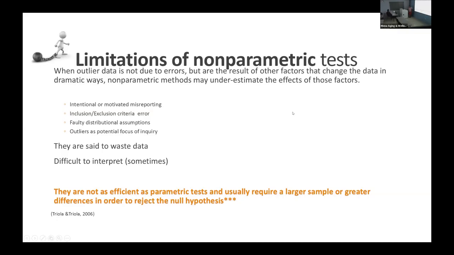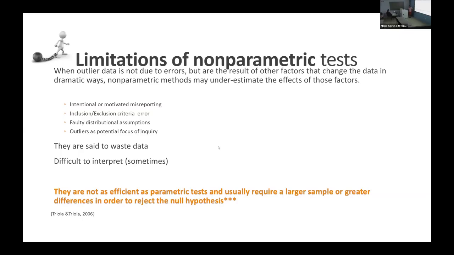The second thing is that these non-parametric tests are said to waste data. We're going to talk about this a little bit more, but suffice it to say, in many cases, the actual data points are not used. The actual data points are reduced. For example, in the sign test, it's just reduced to a negative and a positive sign. In other cases, the actual data points are ranked, and then only the ranks are used in the analysis. So in many cases, your actual data is not used, and so some persons say that it actually wastes the data.